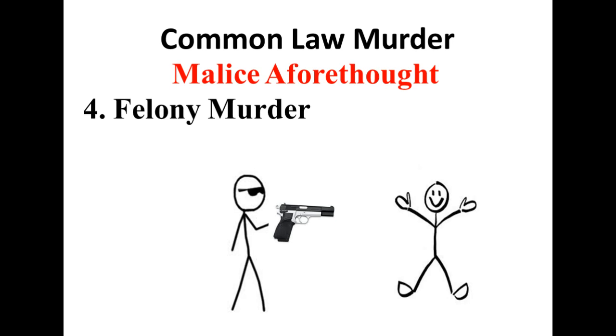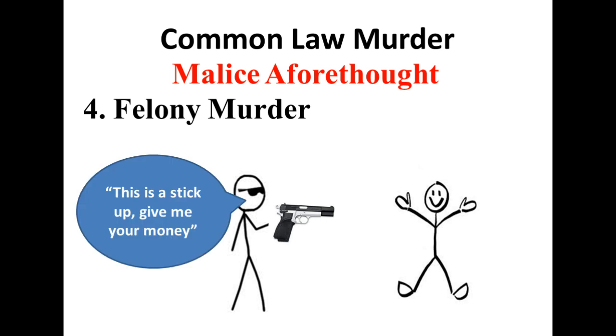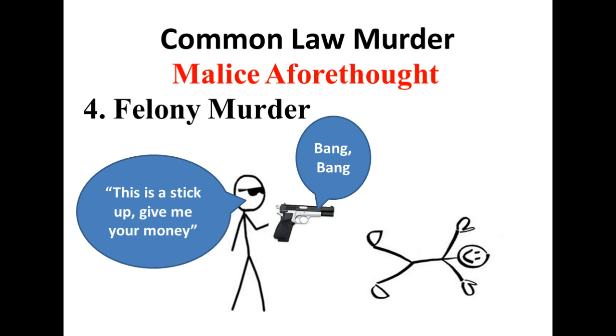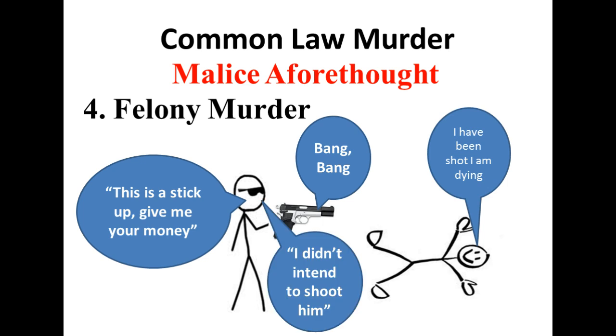This is an example of felony murder, the idea of malice aforethought being felony murder. Our gunman here says, "This is a stick-up, give me your money." The gun goes off, he shoots the hapless victim. The victim then dies. And the gunman says, "I didn't intend to shoot him." Classic example of felony murder that we're going to look at. So let's take a look at it.